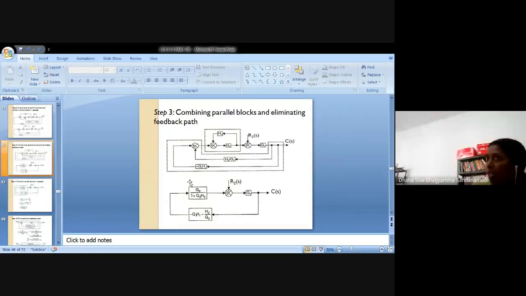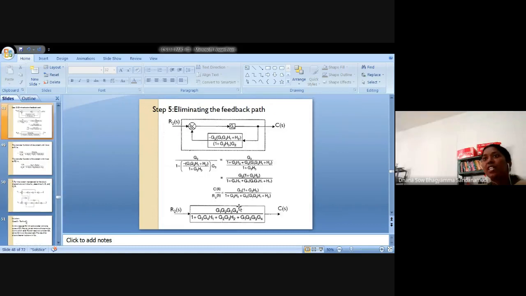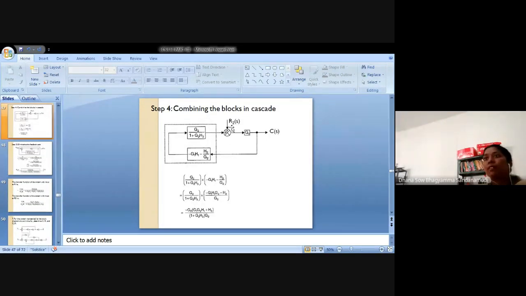These 2 elements, this and this, are connected in series, so simply multiply their magnitudes. In step number 4, combining the cascade blocks, multiply these 2. You simplify it, you will get this equation, and this is your modified equation.